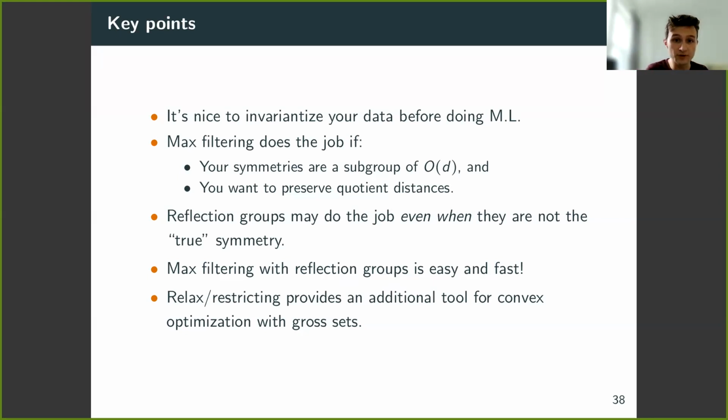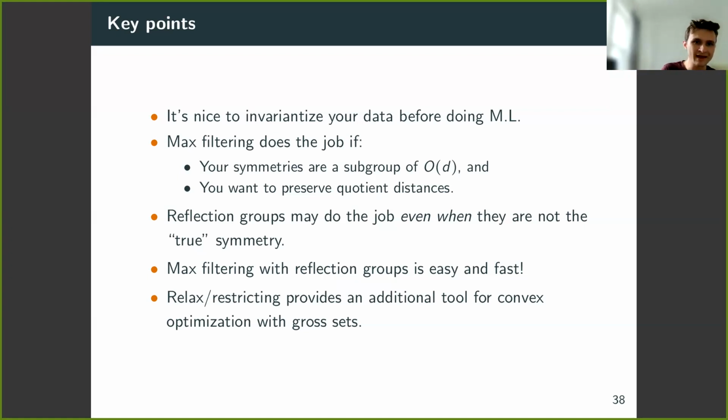And max filtering works well under the conditions of you wanting it to be fast in a particular sense, and you want it to be bilipschitz. And I needed to mention this earlier, you need your group of symmetries to be a subgroup of your orthogonal group. If you're talking about scaling by any real number, then max filtering is not for you.